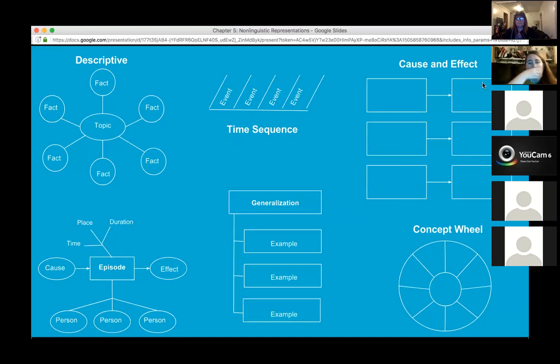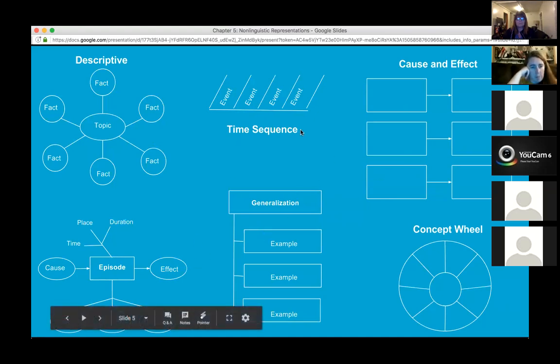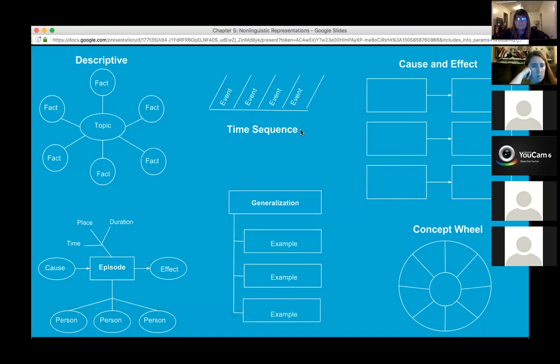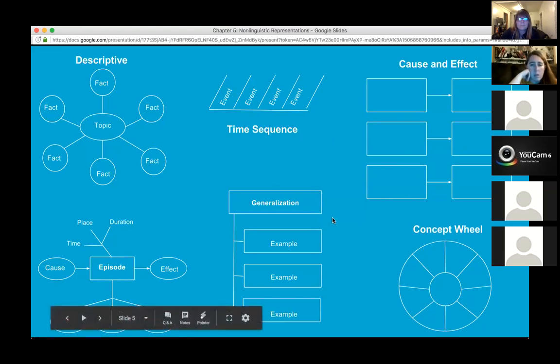Then we have cause and effect, which shows the relationship between events. In the lower left-hand corner, this one was new to me. It was called an episode graphic organizer, where you would show the cause, the effect, the people involved, the time, place, and duration. So you could use that when looking at a specific event in history or when teaching parts of a story. In the bottom middle, we have the generalization or principle graphic organizer.